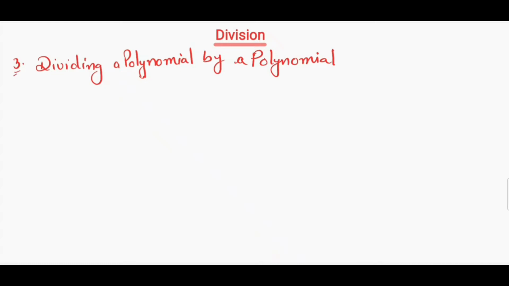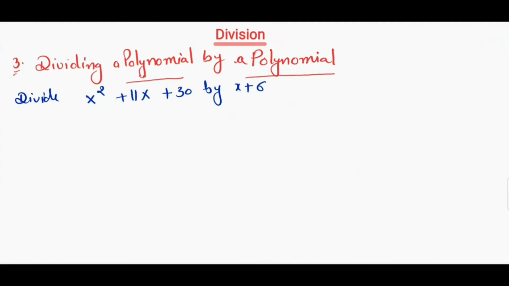The third type of question is dividing a polynomial by a polynomial. Dividing a polynomial by a polynomial is a little bit tricky and tough as compared to dividing a polynomial by a monomial or a monomial by a monomial. Let's get started, and first I will take an easy question, and after that we will do hard questions. So the first question I am taking is x square plus 11x plus 30 divided by x plus 6. We know this is the dividend and this is our divisor.